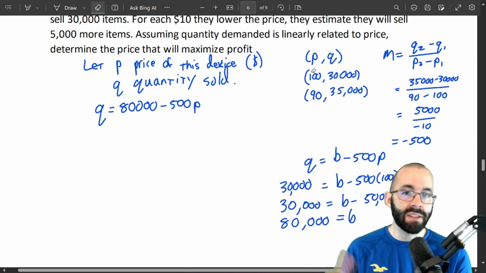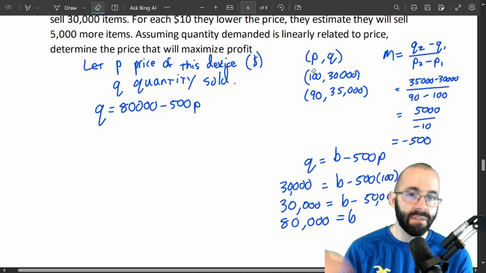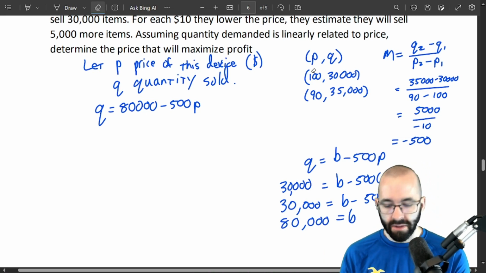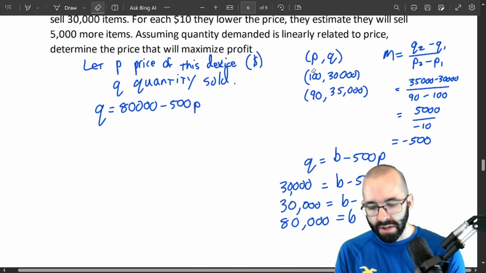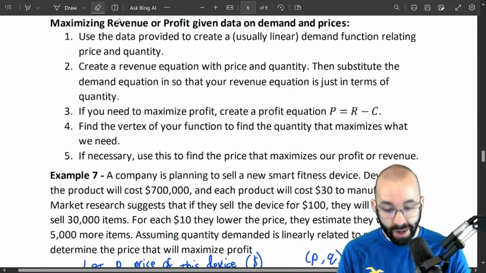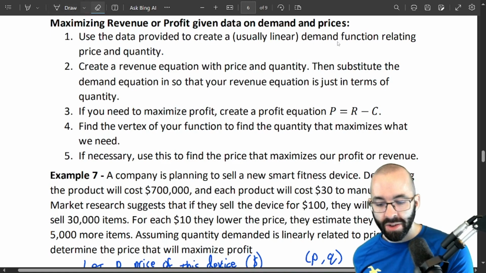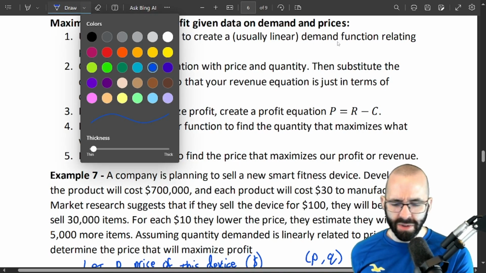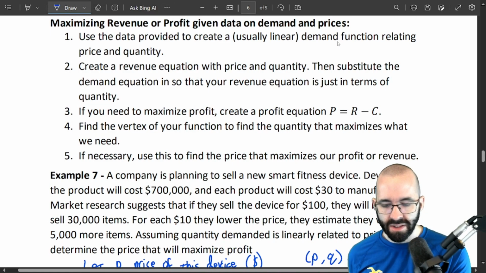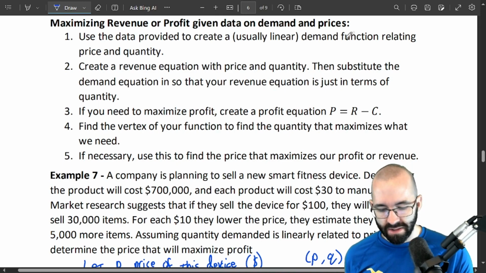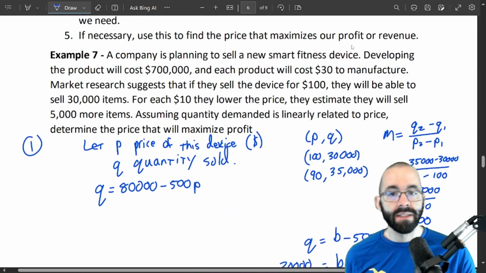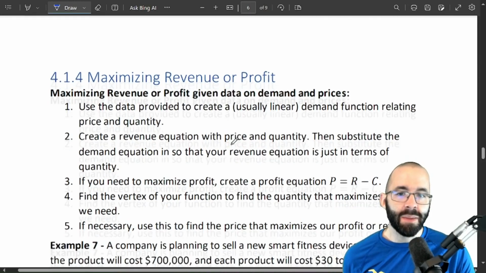If price increases by 10, quantity decreases by 5,000, etc. So that was our step 1. Find a demand function, just like all the way back in chapter 1 or 2. We did that. That was step 1. Now let's do step 2.